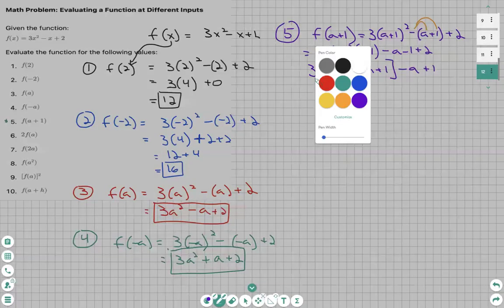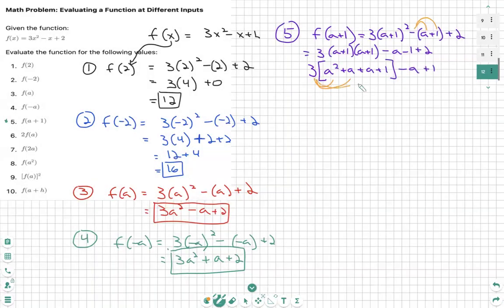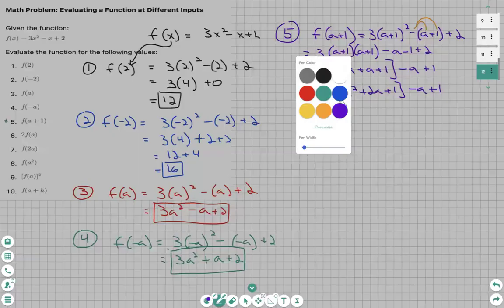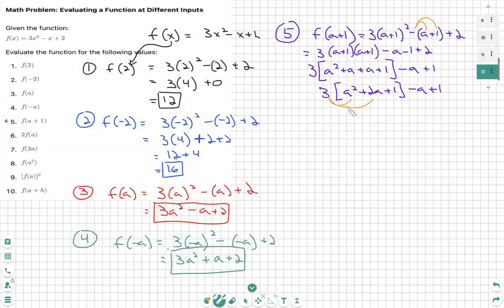At this point, we can now distribute my 3. Oh, wait. Sorry. Let's clean up the inside of the bracket. My fault. We have a squared plus 2a plus 1 minus a plus 1. So now what we're going to do is distribute my 3 into all these terms.